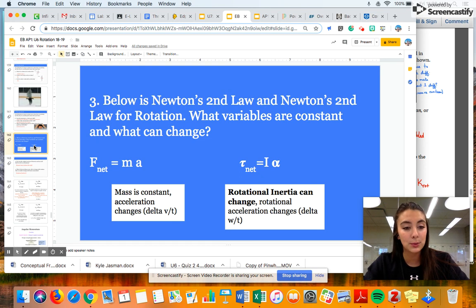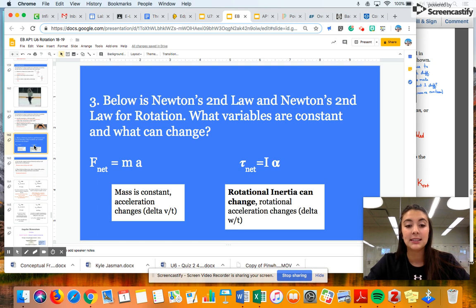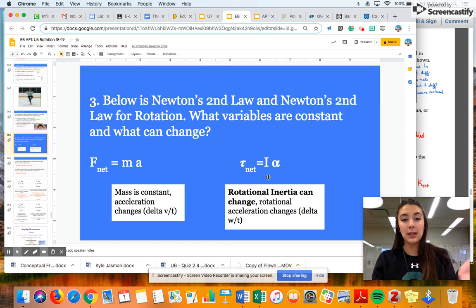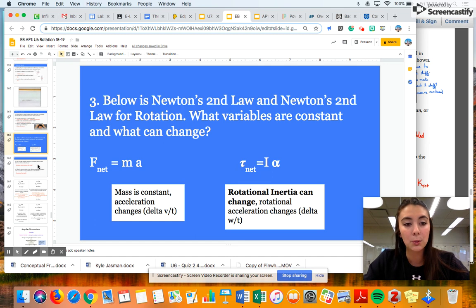So what variables are constant, what can change? Well, if we look at F net equals m times a, mass of the object remains constant, but the acceleration can change. When we look at net torque equals I alpha, for this equation to work, we know that rotational inertia can change. As a result, then rotational acceleration also changes. And that's if net torque remains constant, okay? So this is a little bit different, right? Mass was constant for F net equals ma, and here in net torque, it's this whole new world. We're realizing that actually the I value can change, right? If I bring my arms out to arms in, I've changed that I value. So we're going to move on.